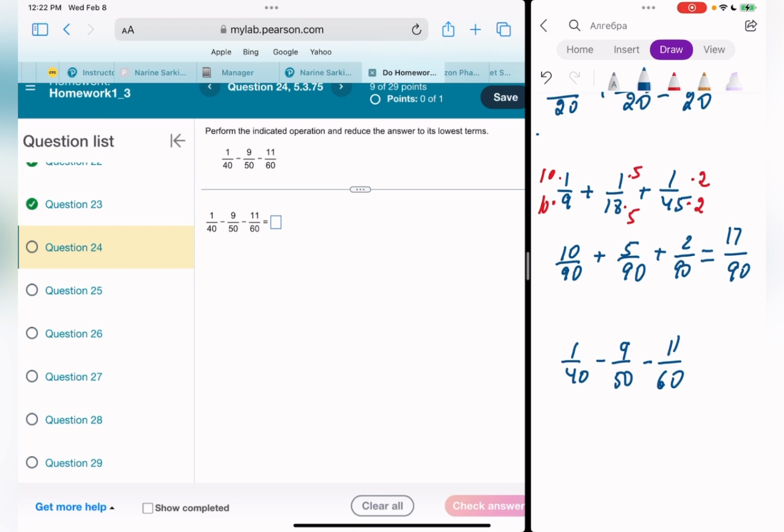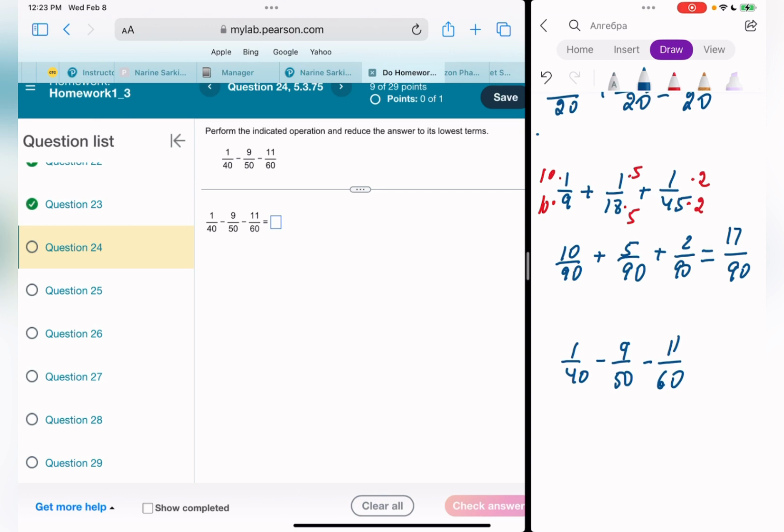Taking the biggest number, 60. 60 times 2 is 120. Okay, 120 I can divide by 40, but 120 cannot divide by 50. So going to the next one, 60 times 3, 180. 180 by 40 is not going to give a whole number. 60 times 4, 240. Can I divide by 40? Yes, I will get 6. Divide by 50, I will not get a whole number.